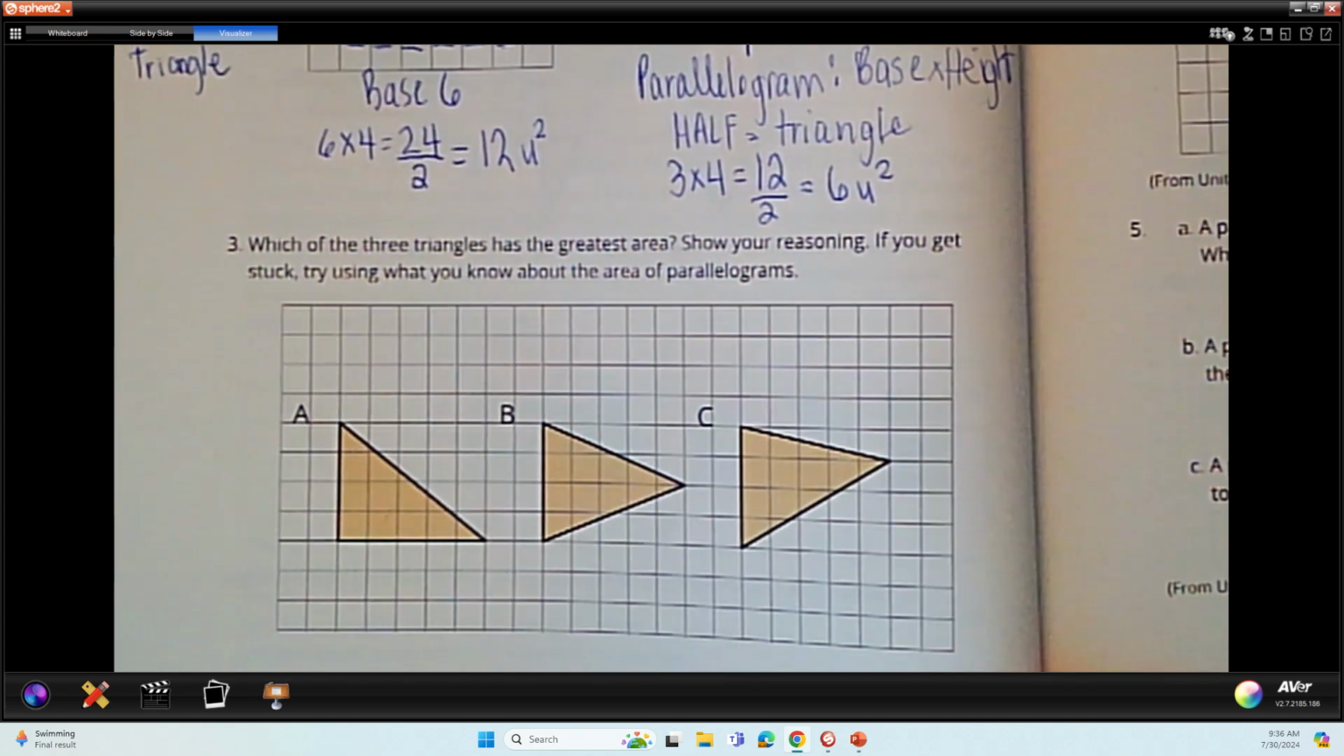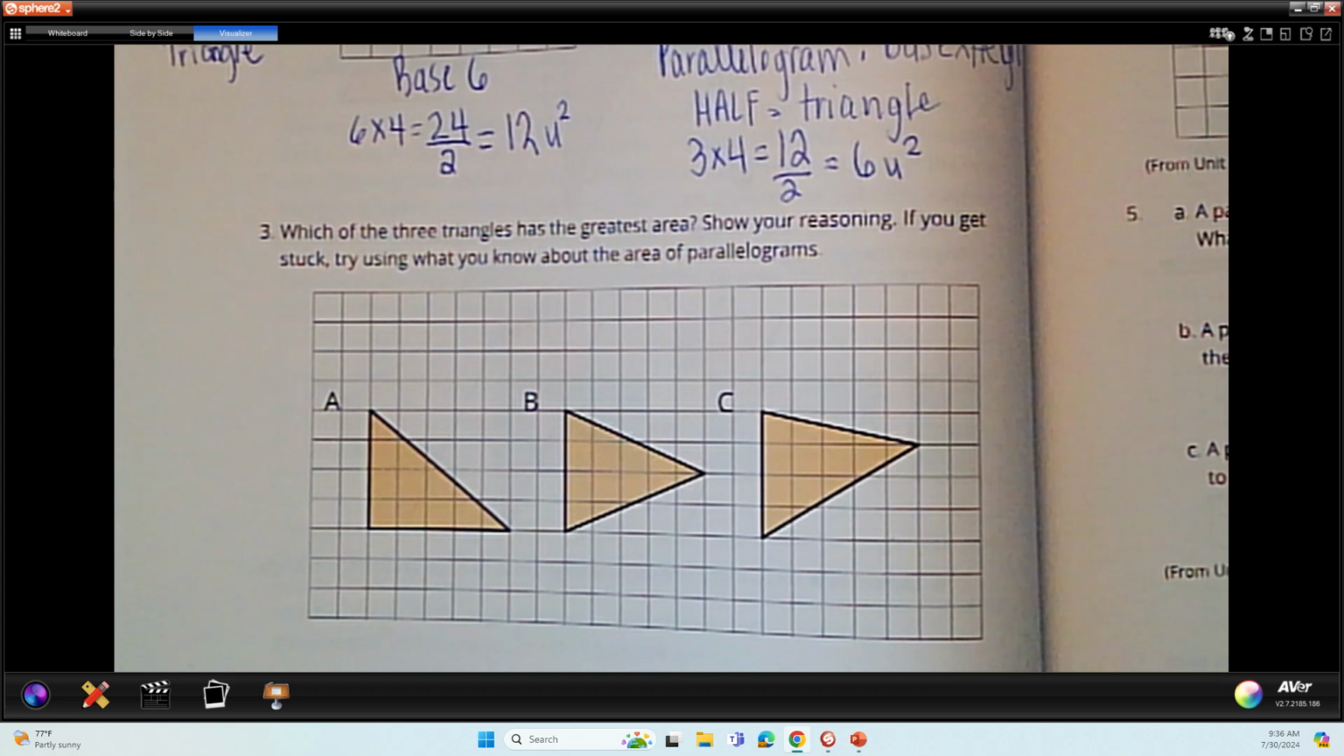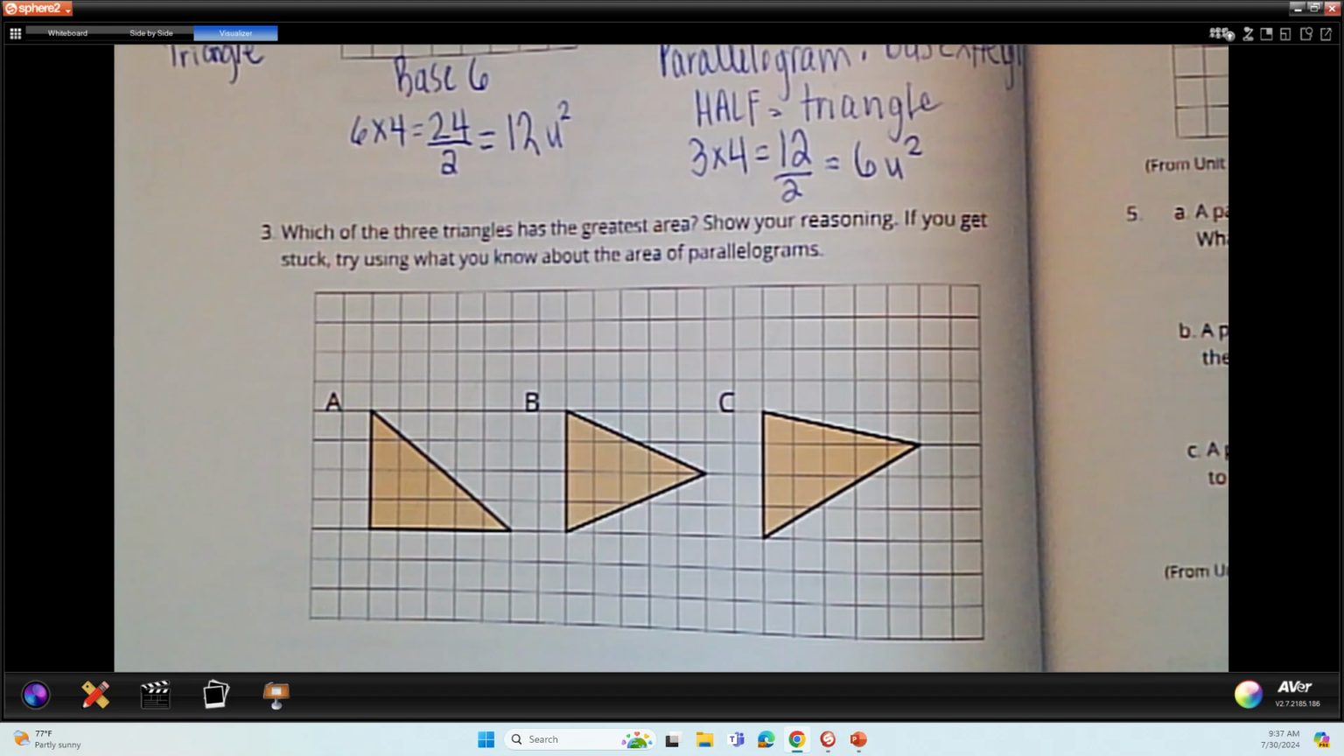Which of these three triangles have the greatest area? Show or explain your reasoning. If you get stuck, try using what you know about the area of parallelograms, which is true. I agree with that. Okay, so I'm going to go ahead with A because A is the easiest.